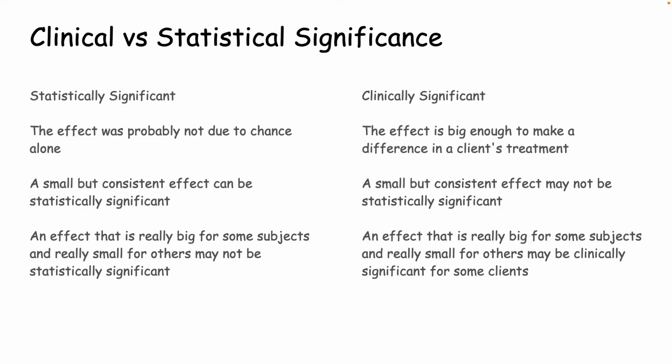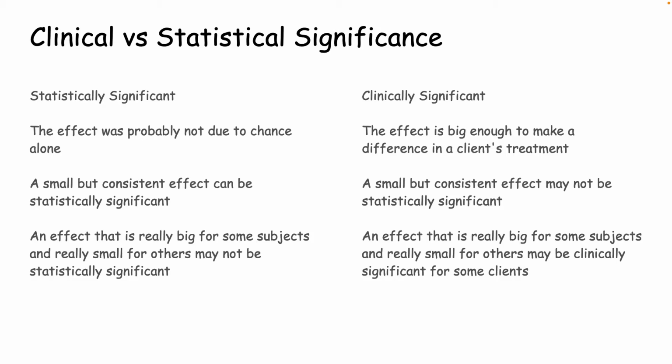A small difference between two large samples can be statistically significant. An intervention that causes large gains in some subjects and small gains in others may not produce a statistically significant result. Clinical significance, on the other hand, corresponds much more closely to our intuitive idea of significance.